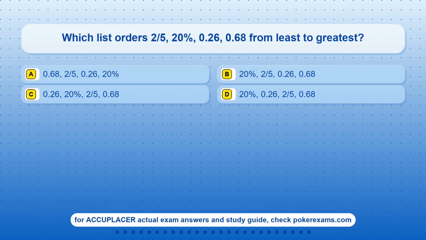Question 22. Which list orders 2/5, 20%, 0.26, 0.68 from least to greatest? Option A, 0.68, 2/5, 0.26, 20%. Option B, 20%, 2/5, 0.26, 0.68. Option C, 0.26, 20%, 2/5, 0.68. Option D, 20%, 0.26, 2/5, 0.68.